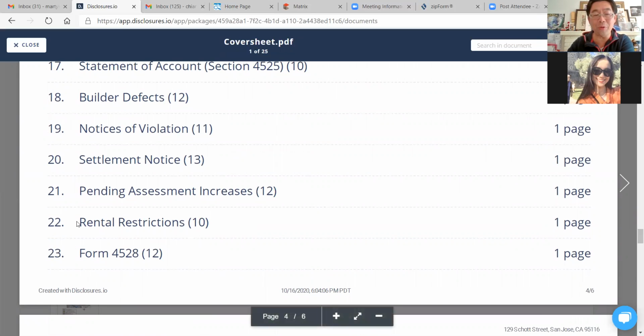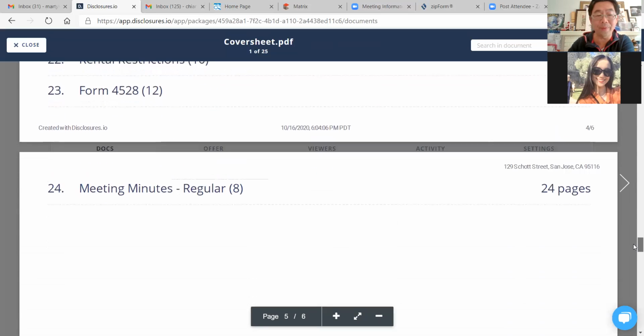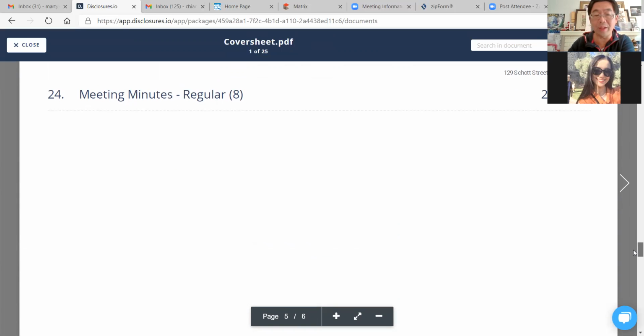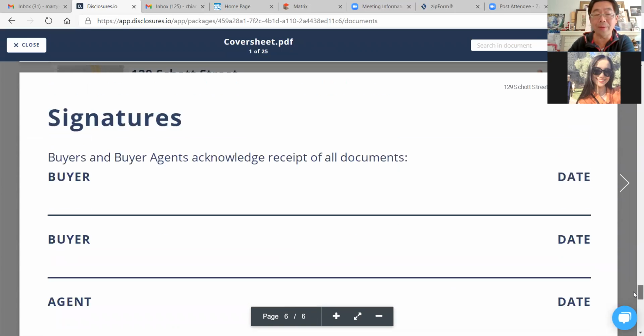And they do allow rentals. That means if your family moves out and you want to rent this house, they can allow you to rent, but there are restrictions to read through. I would highly recommend you go to every meeting, because you live there and need to know. Then they ask you to sign this.